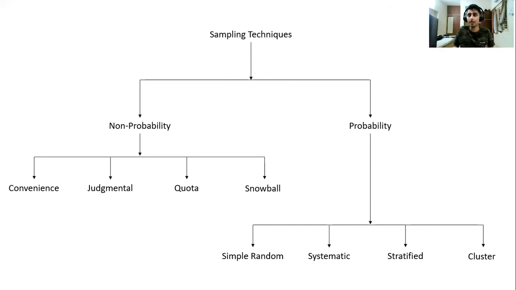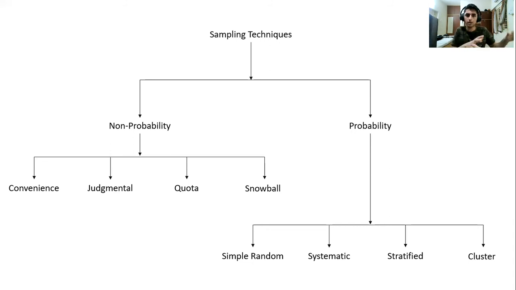Snowball sampling is for some special cases. Suppose I need details from a dentist, and I know just one dentist. How will I get more dentists? I'll approach the dentist that I know. That dentist will be a respondent, and he knows another dentist, and that dentist will give me the next response. This snowballs into multiple respondents. So this is snowball sampling.